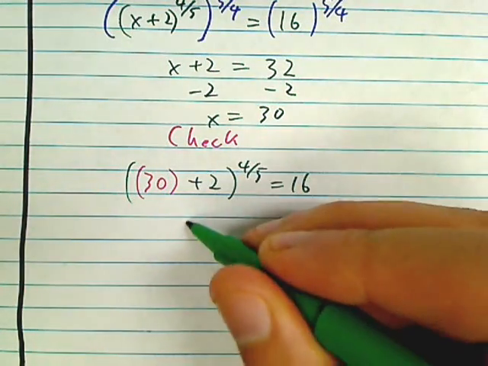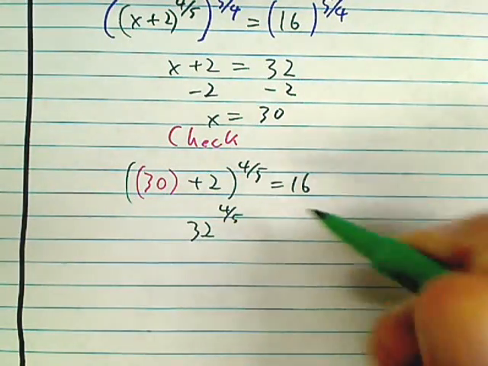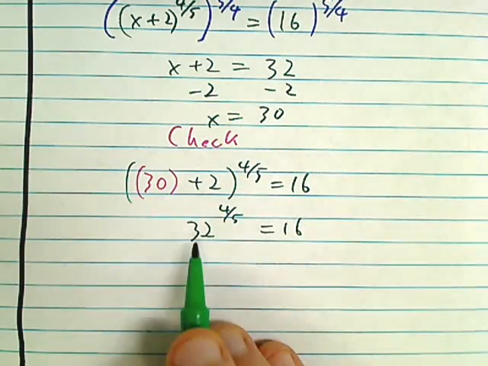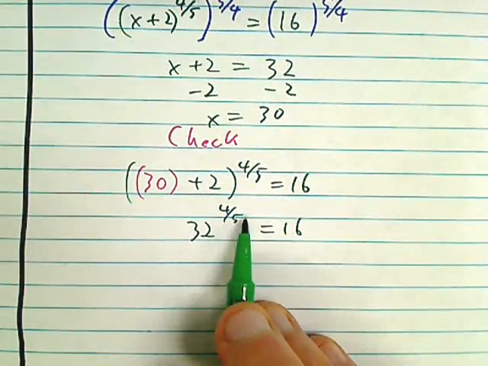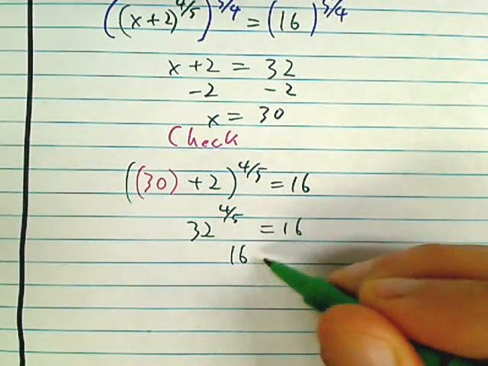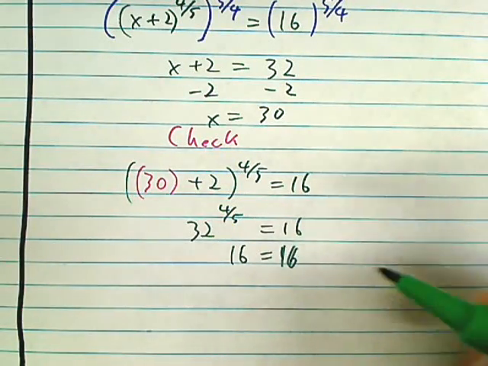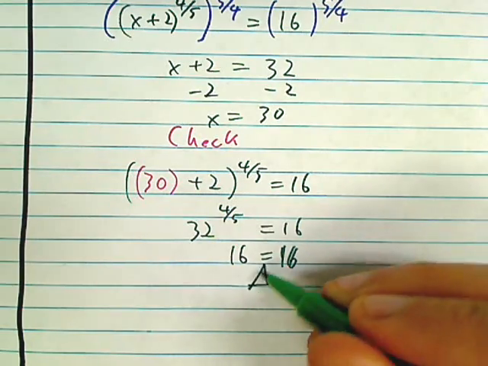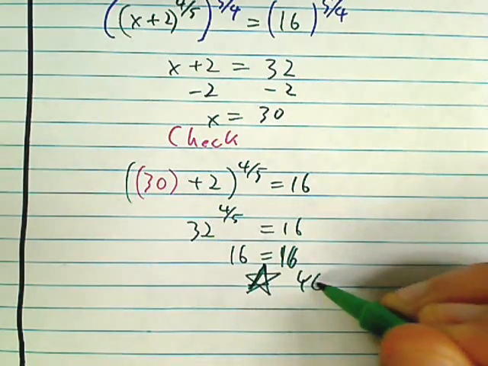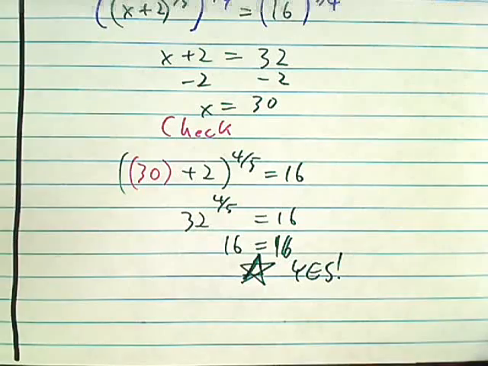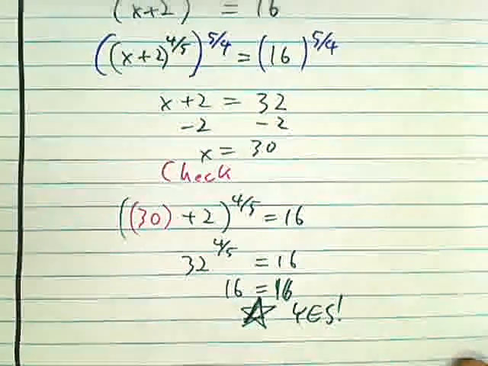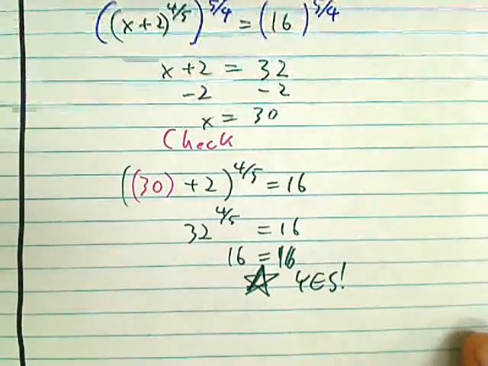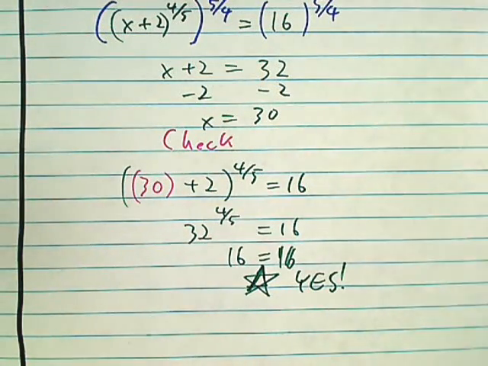So 30 plus 2 is 32 to the 4/5 power. Let's do the root first. The fifth root of 32 is 2. And 2 to the fourth power is 16. Does 16 equal 16? Yes! Beautiful. So those are your notes on solving radical equations. There's a bunch of little nuanced stuff that's going to come up in your homework, and we'll get to that as we get it. But those are the new ideas that I want you to have.